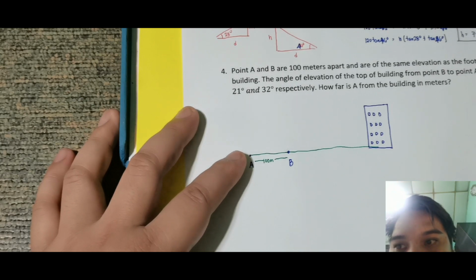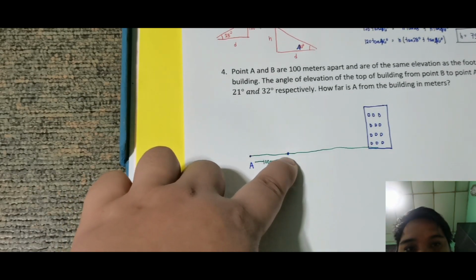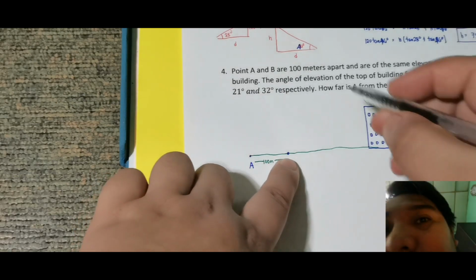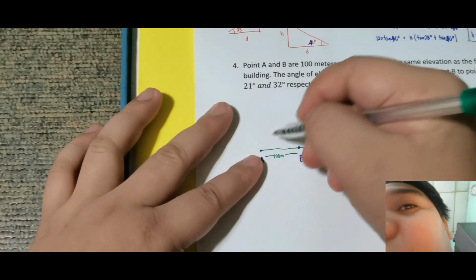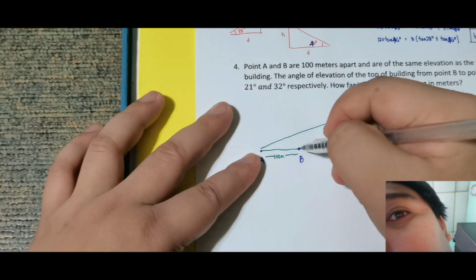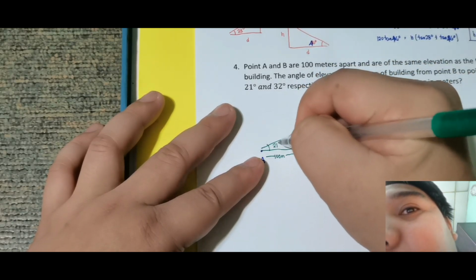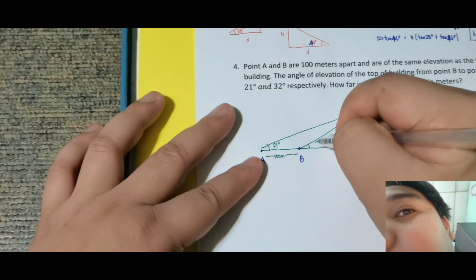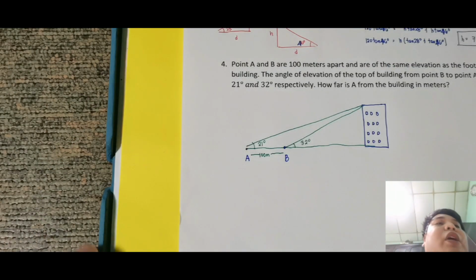So from point B, siyempre si point B yung mas malapit, siya yung mas malaki. So dahil ganun nga, the more na mas malaki, the more na lumiliit yung angle. So itong part na to up to the top ng building, tas dito yun. So ito yung 21 degrees, ito yung 32 degrees. So pansin nyo, the more na lumalapit yung point, the more na lumalaki yung angle.